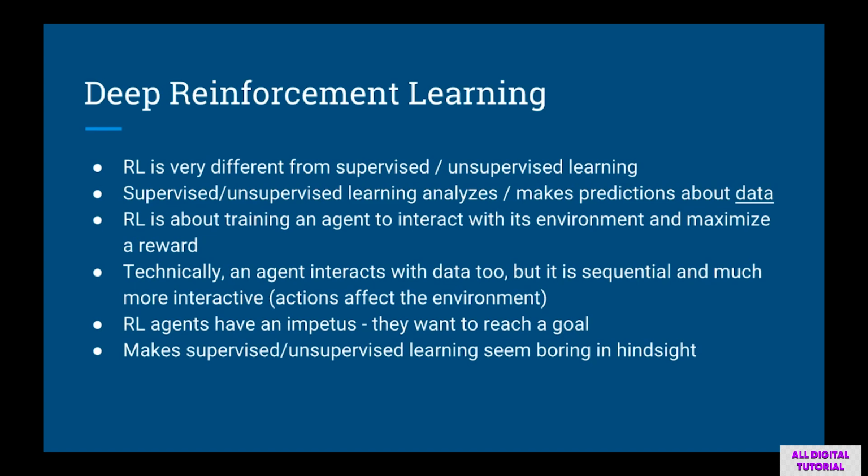It's temporal, meaning that the data is treated as a sequence, and it's real-time, meaning that the agent acts in a way that affects the environment, and hence it affects its next sensor readings. Unlike supervised and unsupervised machine learning algorithms, reinforcement learning agents have an impetus. They want to reach a goal. This is such a fascinating perspective. It can even make supervised and unsupervised learning seem boring in hindsight. Why train a neural network to learn about the data in a database when you can train a neural network to interact with the real world?